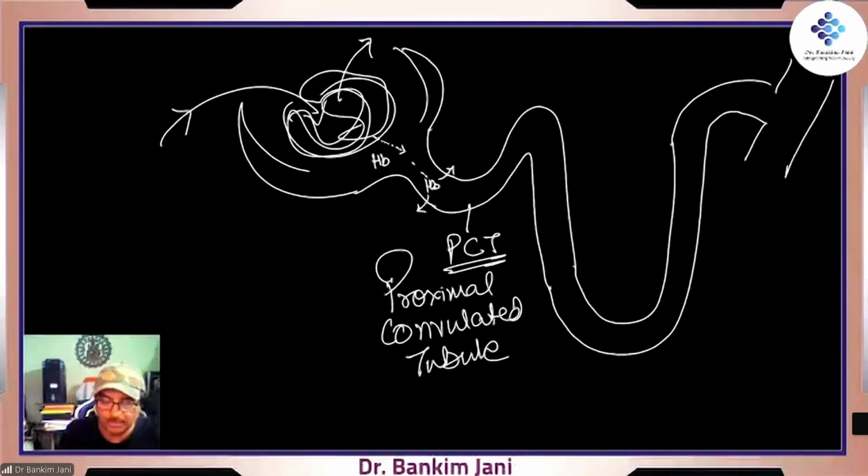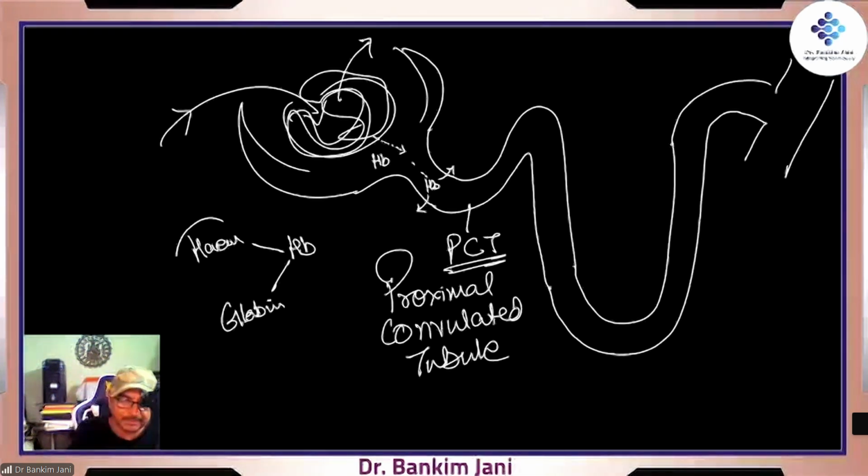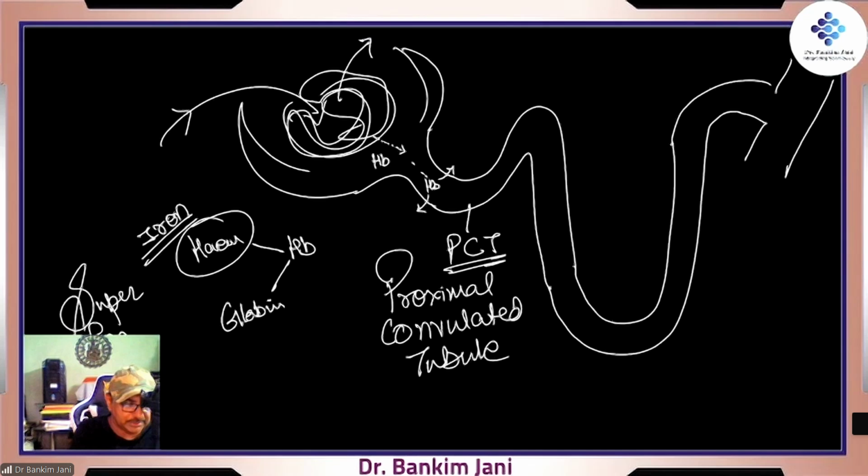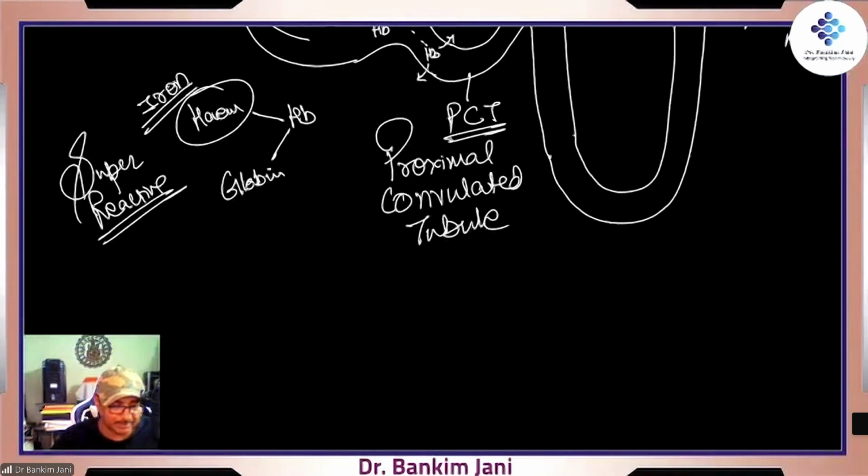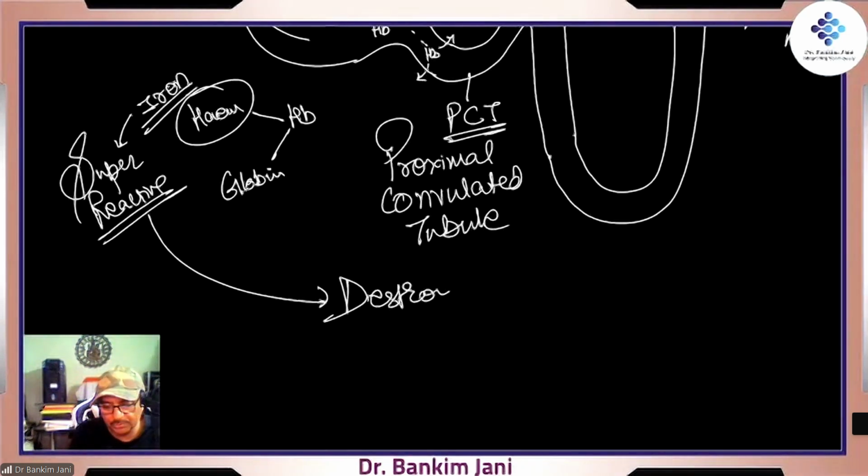It tries to reabsorb, and it comes into the interstitial space, because right now it is still in the kidney. When it comes, the hemoglobin breaks into heme and the globin component. Globin is protein, but heme is what? Heme is iron. And iron in these spaces is super reactive. It destroys tissue. So this super reactive iron will destroy kidney structure. It will destroy the kidney.